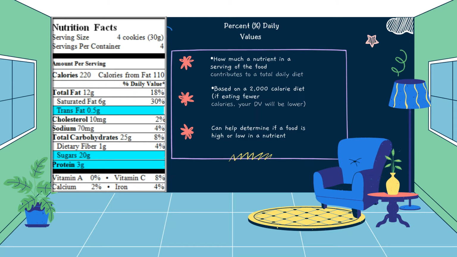Make sure when comparing food products, you always check the serving sizes. So if you look at this label, one serving size would be 4 cookies. So if you eat 4 cookies, you would be consuming 220 calories. If you only ate 2 cookies, then that would be 110 calories, and that would only give you 15% of your saturated fat needs or 4% of your vitamin C needs.